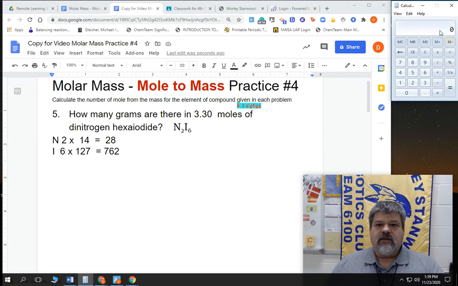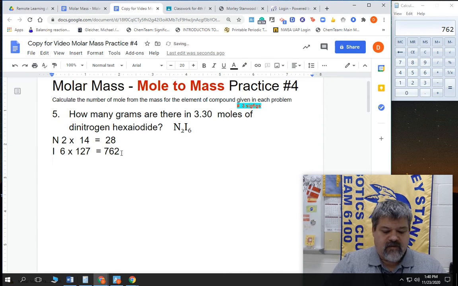Okay, so we're going to clear that off again, and we're going to do it again. So 6 times 127 equals. There we go. That's correct. So we're going to figure out the molar mass, and that's going to equal those added up together.